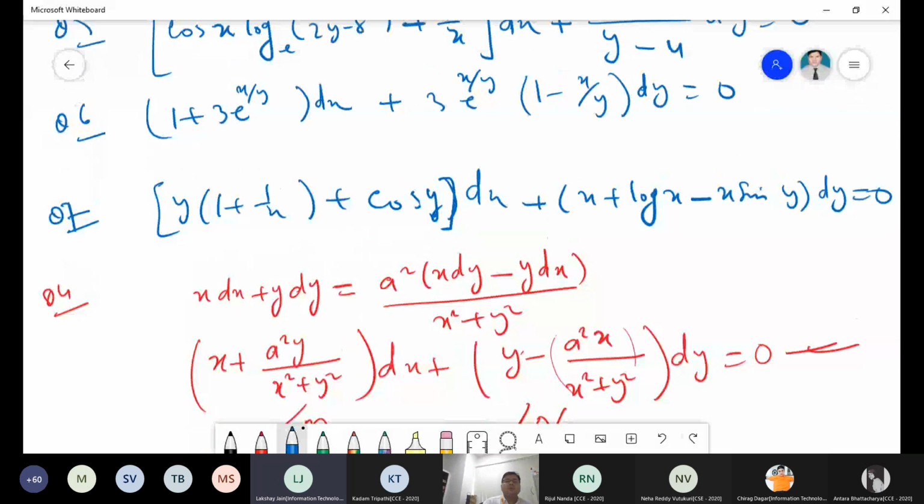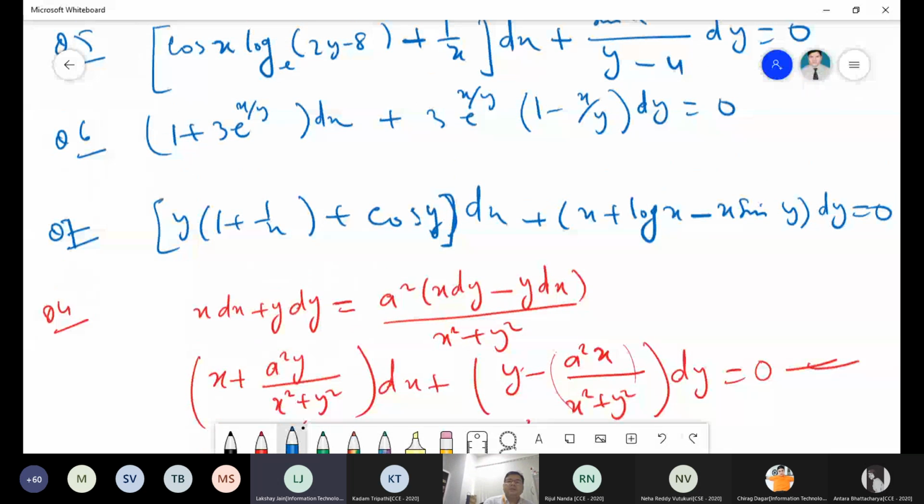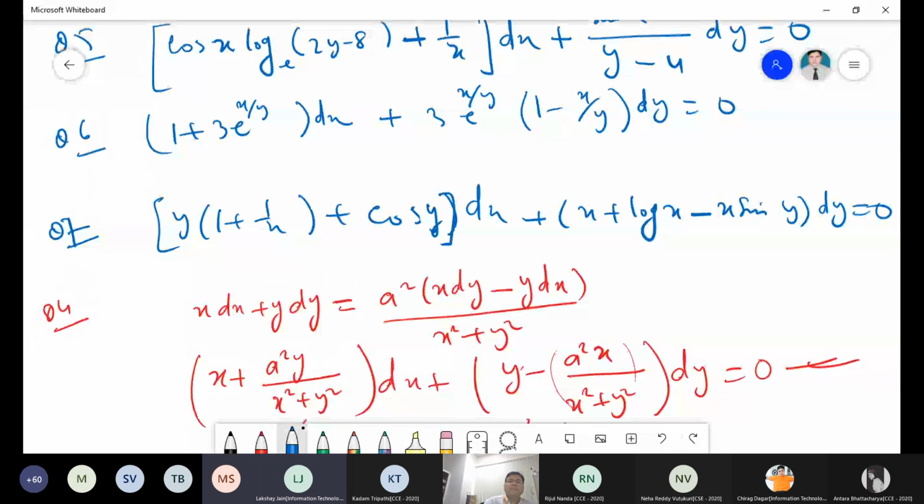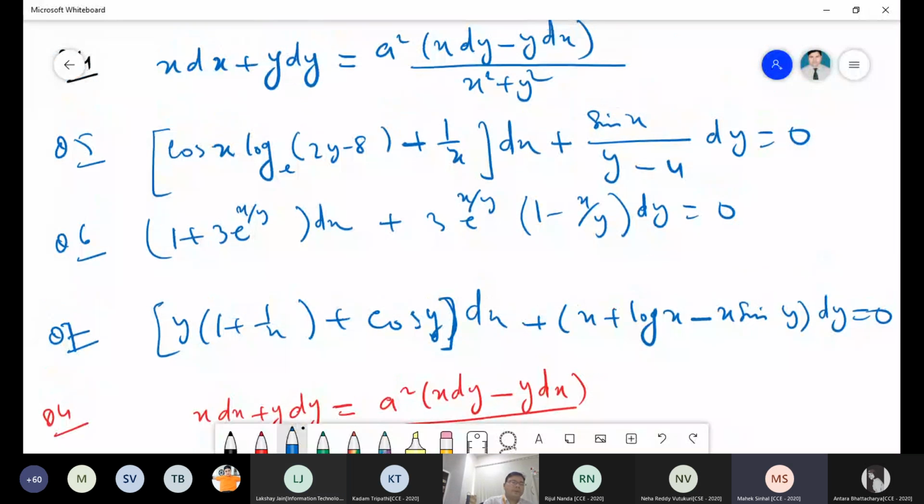Sir, in 6 also it didn't match. Sir, how to do 5? Sir, can you tell everyone's answers once, so we can cross-check? Yes, I am just writing. The answer has come. These are very simple questions, because I'm going to give a good question for that. So 2y minus 8 plus 1 by x. Write the answer of question number 5.